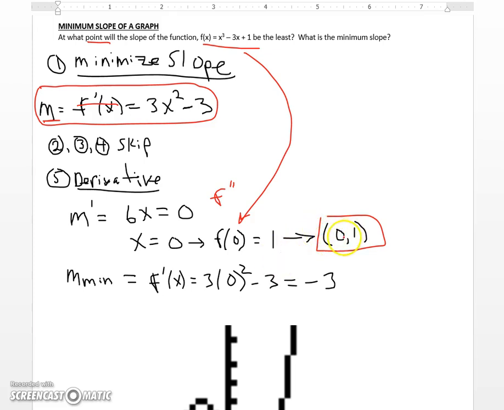And then what is the minimum slope? Well, go back up to the slope function and plug in x equals 0, and that will give us -3.